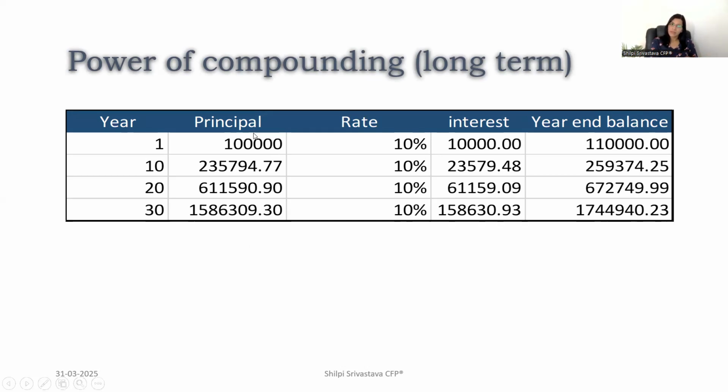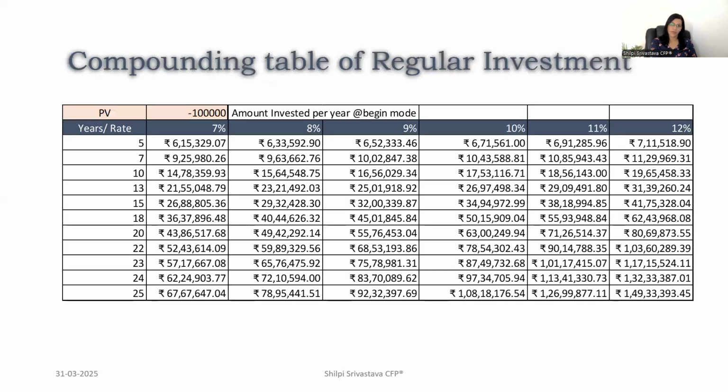You let this amount stay invested for 10 years, and your value will be how much? 2 lakh 59,374. And then at the end of 30 years, it will be 17 lakh 44,940. Right? So here, for the long term, we have taken only one parameter into consideration. You have invested one amount for a longer duration, and it results in 17 lakh 44,000.